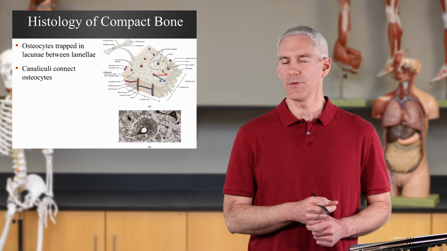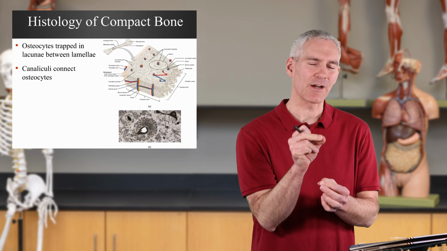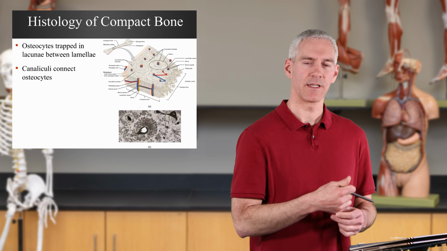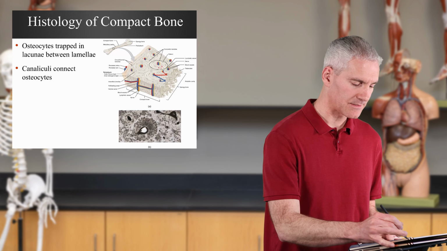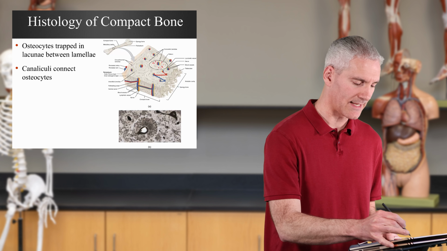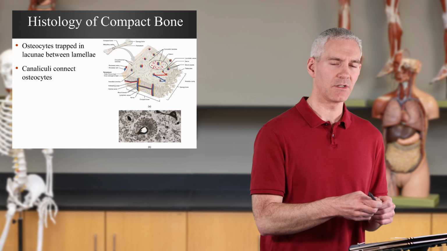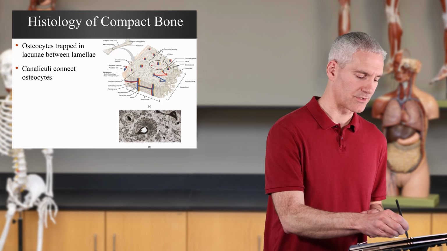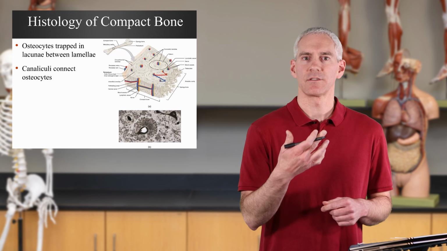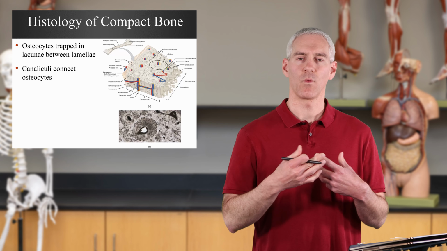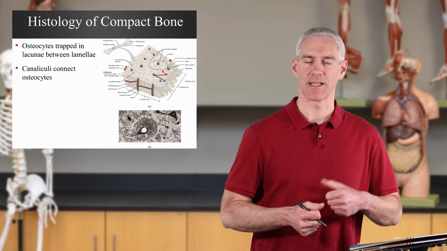But each one of these lacunae, so each one of these structures, is connected by tiny hair-like fractures called canaliculi. These canaliculi are little tiny lines radiating out and around. The idea is these tiny little lines are going to allow for the actual diffusion of nutrients, waste, gases. It's how the cells stay alive.